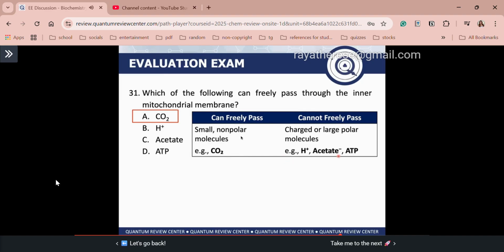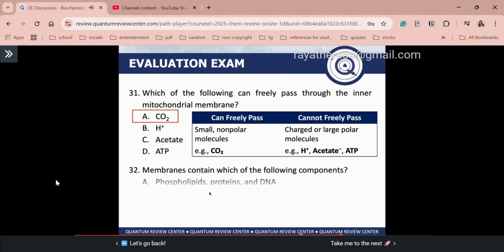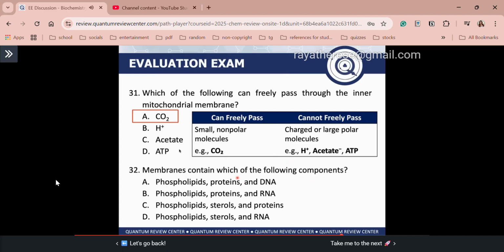We need to have their respective shuttles in order to transport them to your mitochondrial membrane. For 31, our answer is letter A. Ayan. So for item number 32, class, under biological membranes, what are the following components of your membranes?